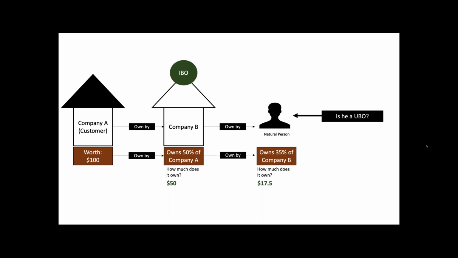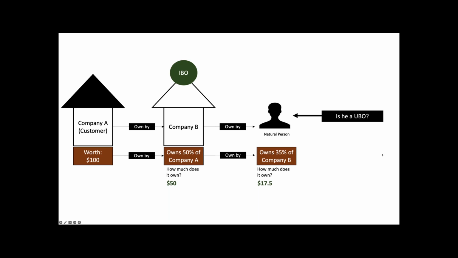UBO or not? It's 17.5% of the company. Yeah, but if you do the percentage, it's 17.5% of company A, so he's not a UBO. So what are we going with? I need to go with he's not a UBO. He's not a UBO. He's still 17.5%.